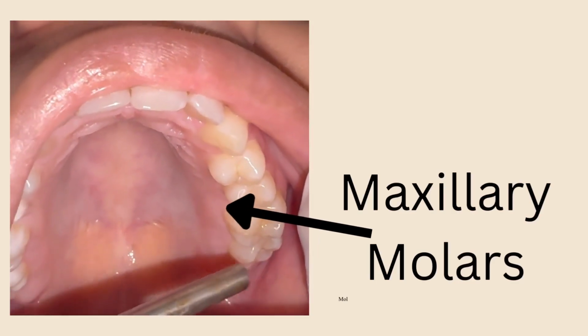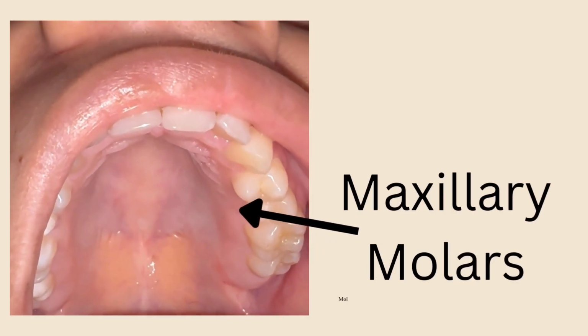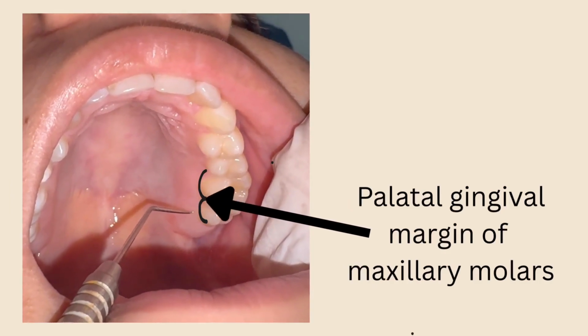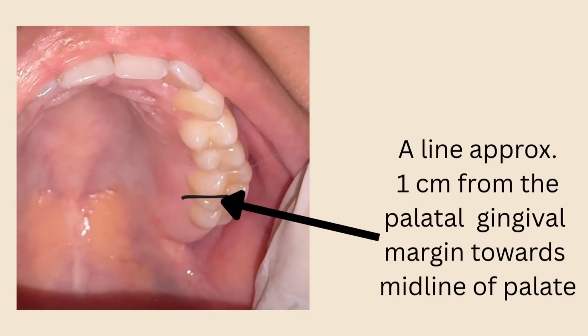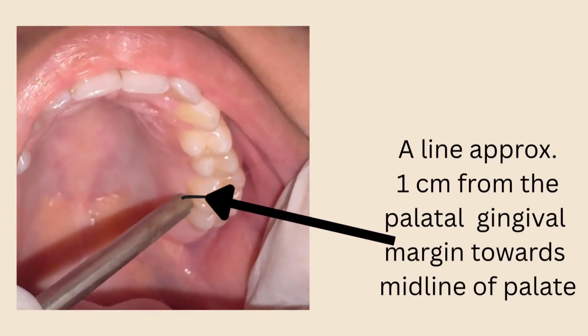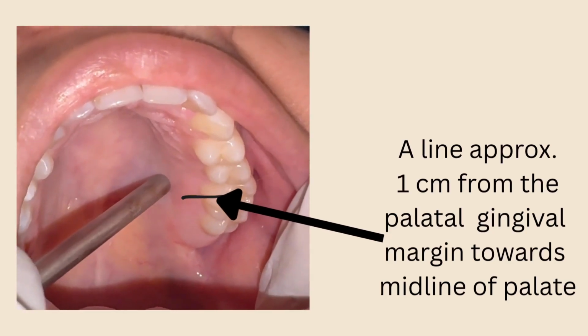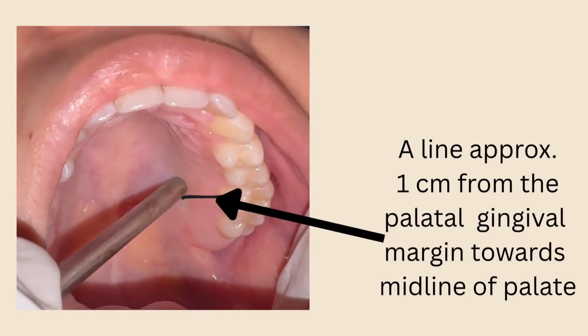The arrow shows maxillary molars. Here comes the palatal gingival margin of molars. Midline of the palate is seen. A line approximately 1 cm from the palatal gingival margin to the midline of the palate. The area of insertion is soft tissue slightly anterior to the greater palatine foramen.